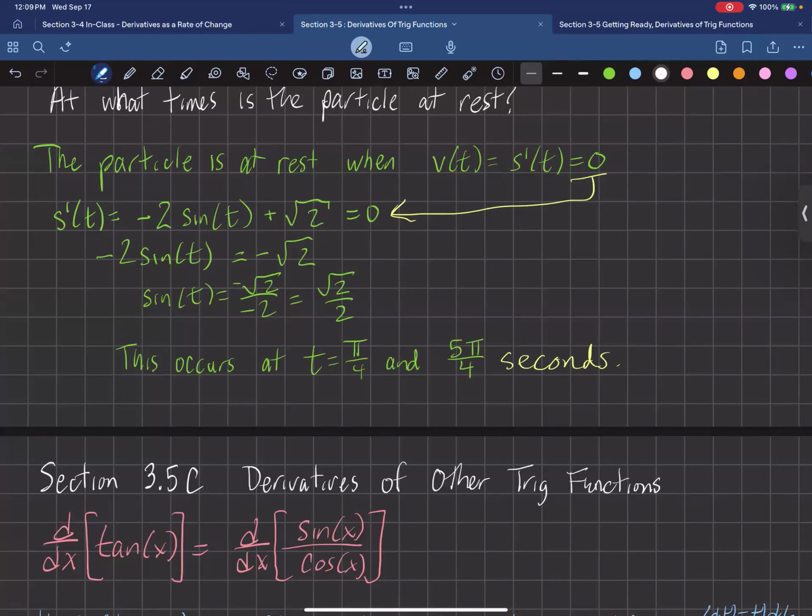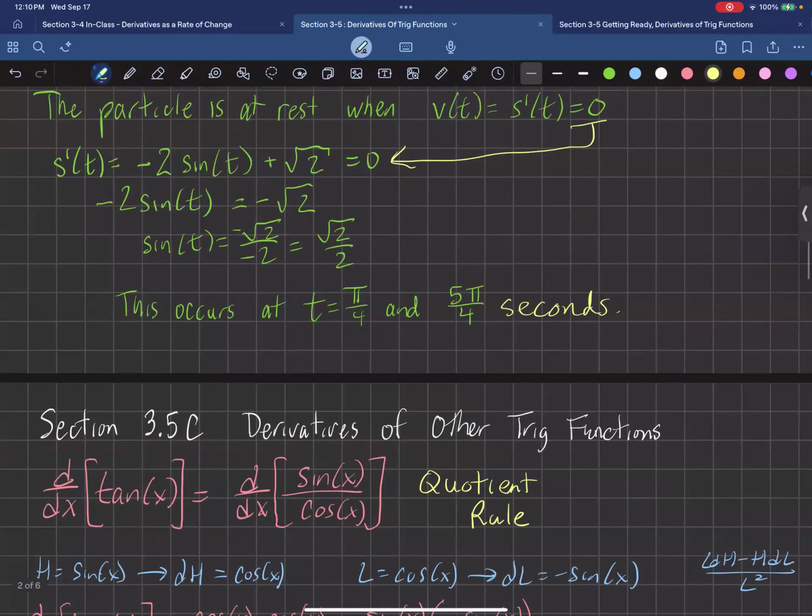Tangent x is sine x over cosine x. So we're going to do the derivative that way. So this is, again, going to be a quotient rule. So the high term is sine x, the low term is cosine x. So the derivative of high is cosine x, and the derivative of low is the derivative of cosine x, which is negative sine x.